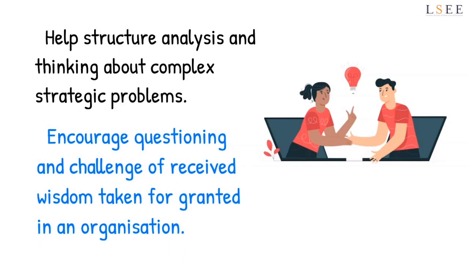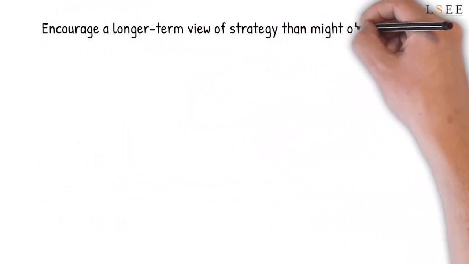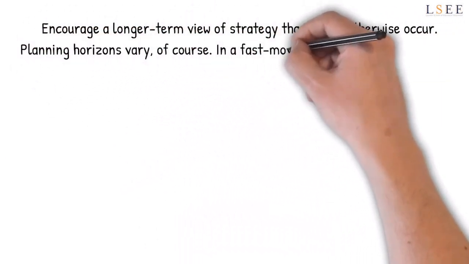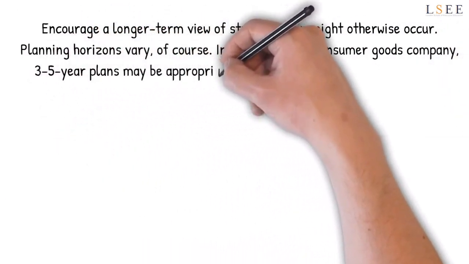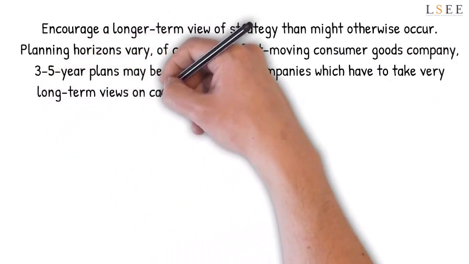Planning horizons vary, of course. In a fast-moving consumer goods company, 3-5-year plans may be appropriate. In companies which have to take very long-term views on capital investment, such as those in the oil industry, planning horizons can be as long as 15 years.